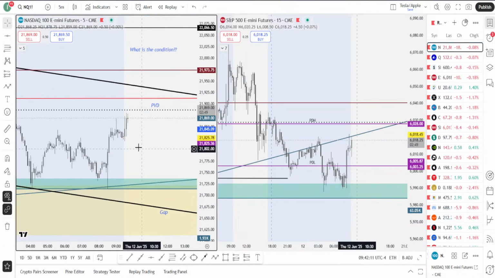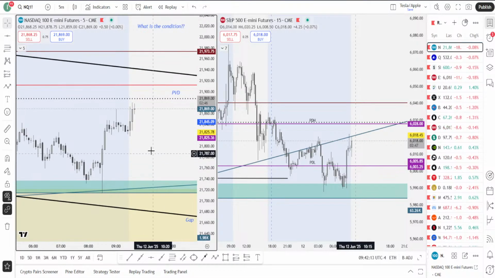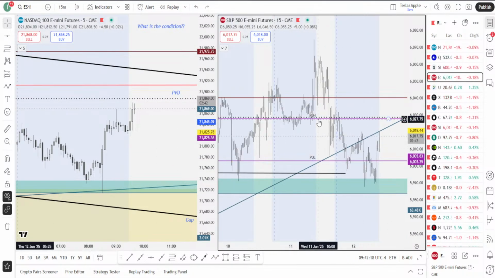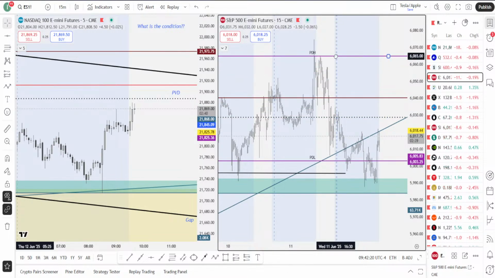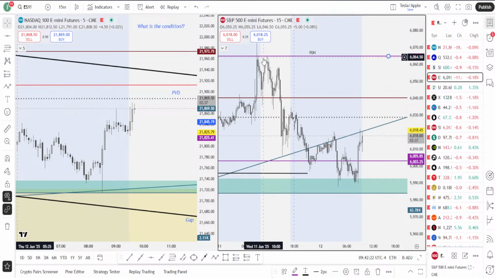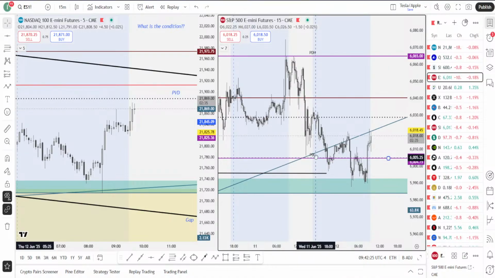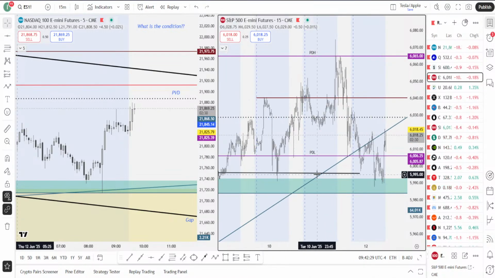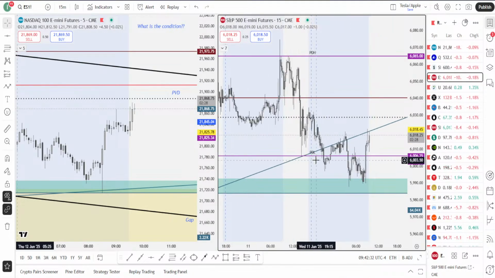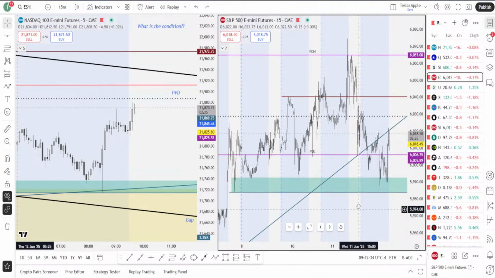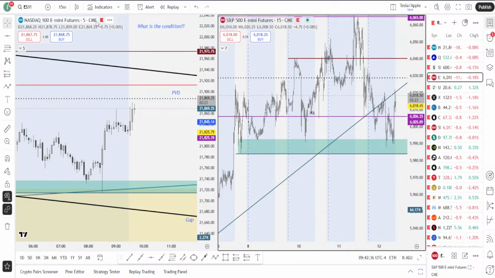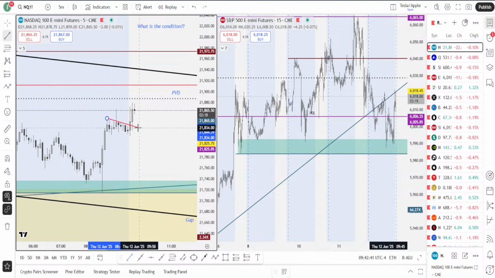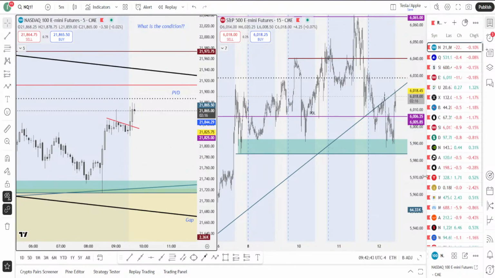Then we can go over to the ES here and take a quick look. Move our previous day high here. Previous day low down here. Broken this little flag right here on the ES.